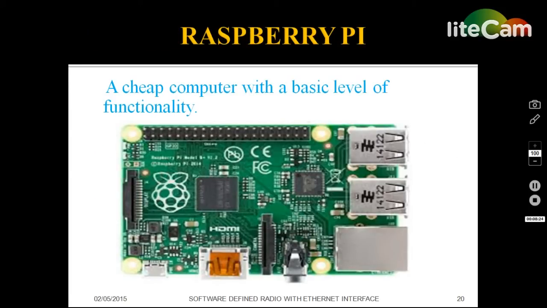Next is Raspberry Pi. It's a cheap computer with a basic level of functionality. In this figure, we can see one Ethernet port with 100 kbps data rate, then 4 USB ports, one HDMI slot, then power connector, which is a micro USB power connector, then SD card slot below the board, and some GPIO pins are also taken out.